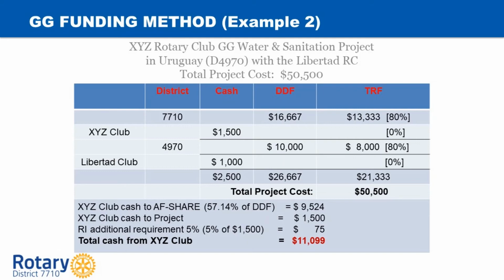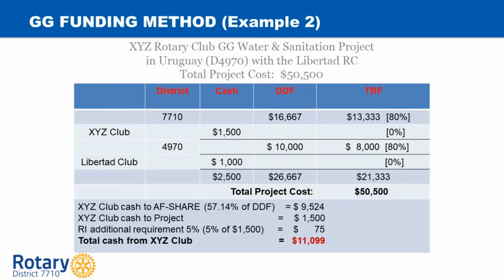Over in Uruguay, their district will put in $10,000 in DDF, which will be matched by $8,000 from the World Fund. The Libertad Club is putting in $1,000 that goes directly to the global grant. Remember, cash contributions are not matched. Therefore, you see $1,000 under the cash column for the Libertad Club and 0 under TRF. When we add those columns of cash, DDF, and TRF, we come to a total of $50,500, which is the total cost for the project.